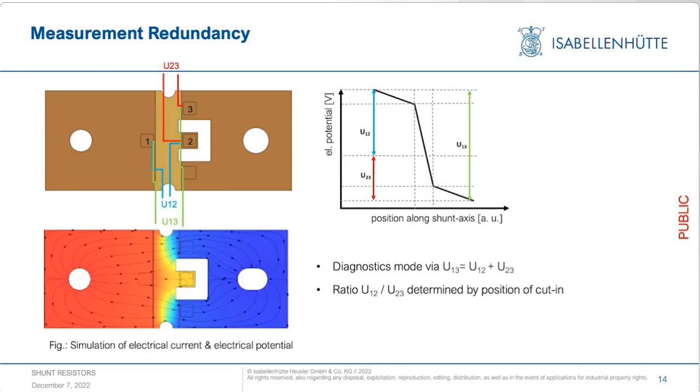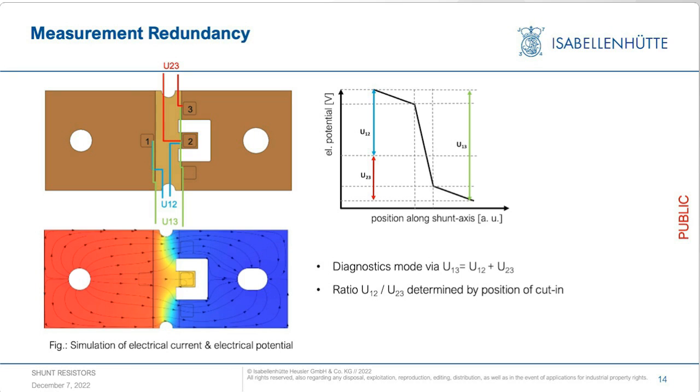I would like now to mention another feature which is available by shunt design itself. It is measurement redundancy. As you can see in the upper left sketch, we have formed a pit in the center of the shunt by introducing a U-shaped recess.